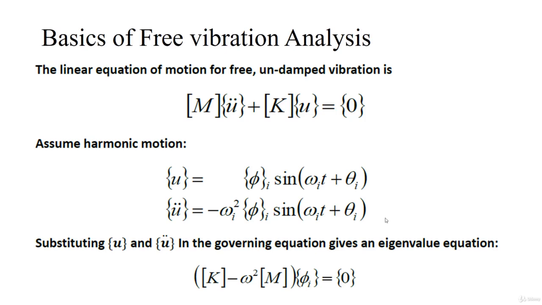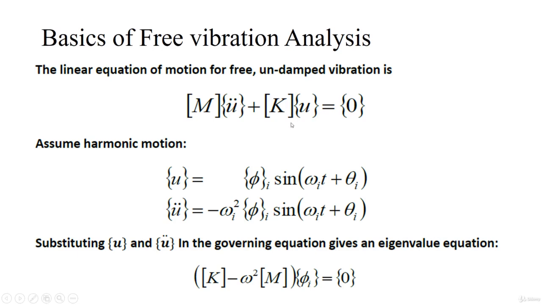For a linear equation of motion, M u double dot plus K u equal to 0. Here usually there will be a force term, but in free vibration analysis we are not going to apply any types of loads on the body. We are going to constrain the body, and then we are going to find out its natural frequencies and mode shapes. That is why this F term is 0 here, and K is nothing but the stiffness matrix, and this is the mass matrix. This is the displacement, and this is the acceleration.